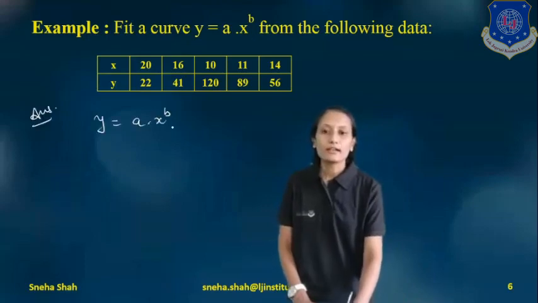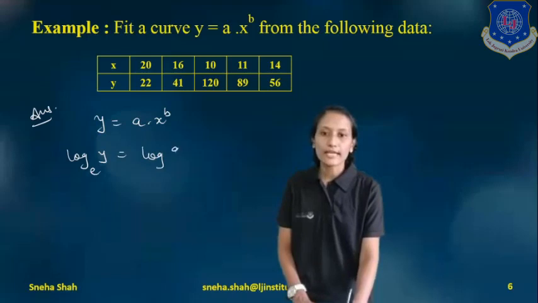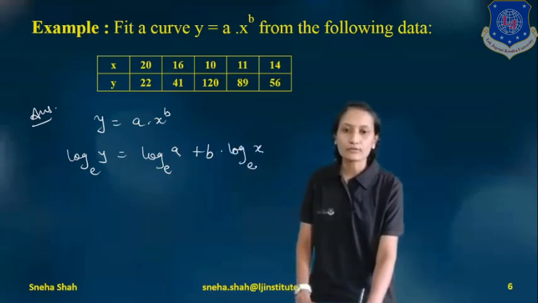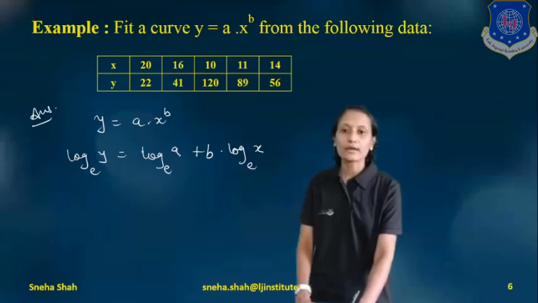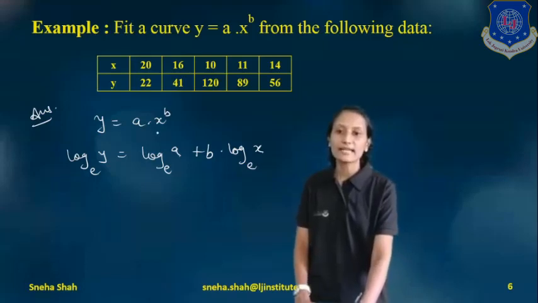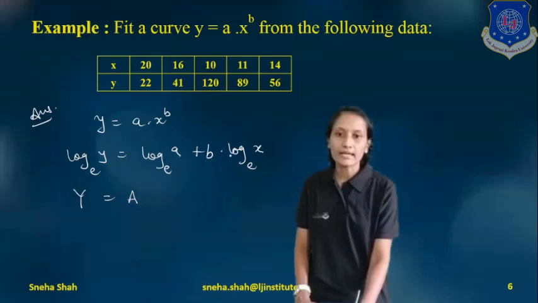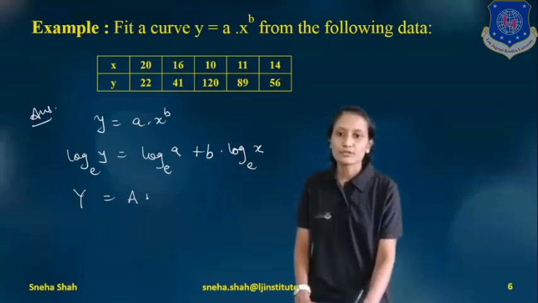So if we take logarithm on both sides, the equation will be like this: log y to the base e equals log a to the base e plus b into log x to the base e. Now here we have interchanged the position of b and x, so the term will change. Now we take this as capital Y, this as capital A and this as capital X. So the equation will be Y equals capital A plus capital B into capital X.